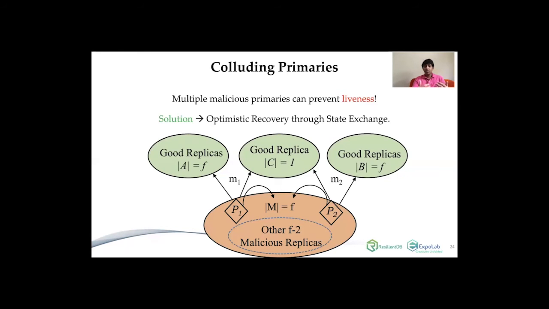But when do we do state exchange? Well, we require our replicas to detect this problem. So once they detect that there are at least F plus 1 replicas who are complaining that there are at least 2 bad primaries, then they start this optimistic recovery through state exchange. More details about this can be found in the paper.